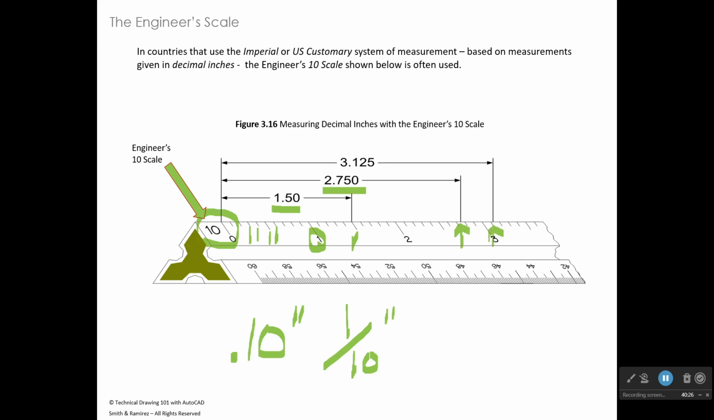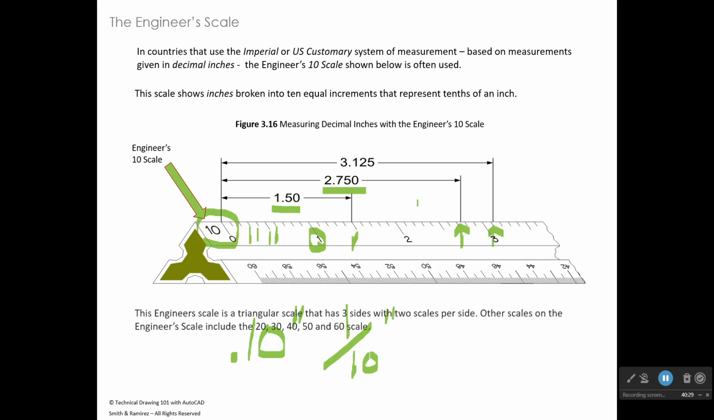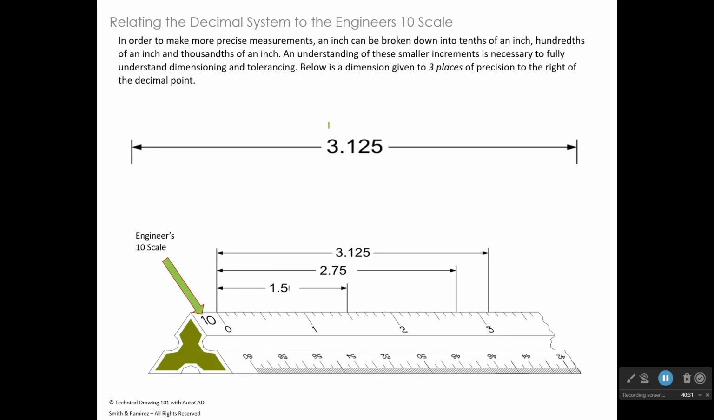So I'm going to show you in the next slide a little bit more about that. Here we have a dimension, and it goes to 3 decimal places. The first place is whole inches. Then we have our decimal point, and then we have a placeholder here that's for tenths of an inch. And then we have a second placeholder that represents hundredths of an inch. And we have a third placeholder that represents thousandths of an inch.